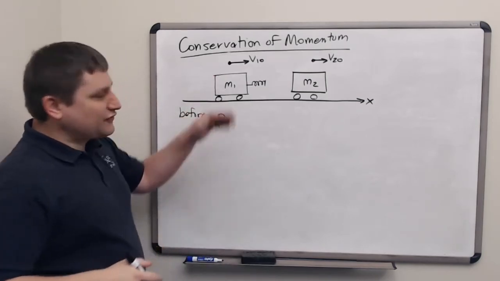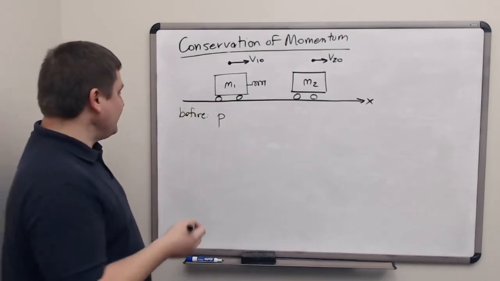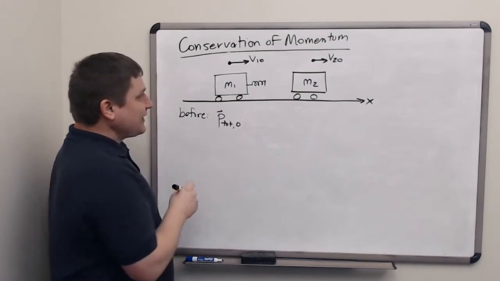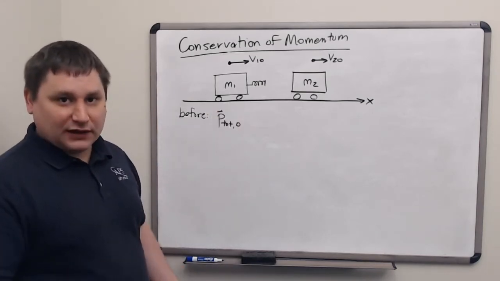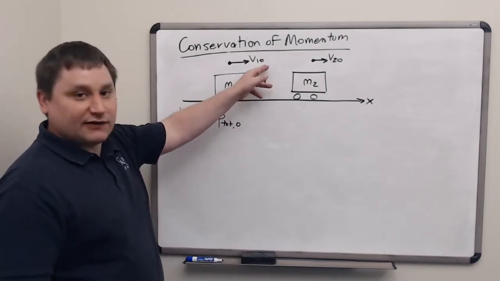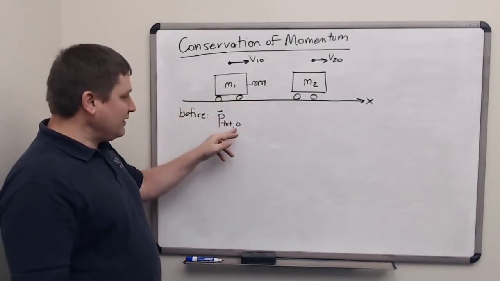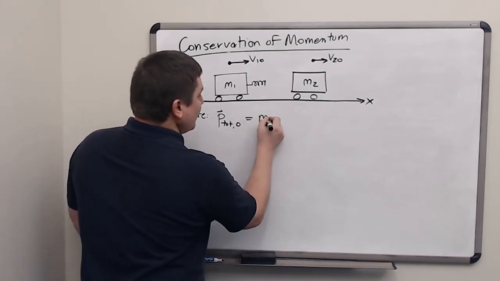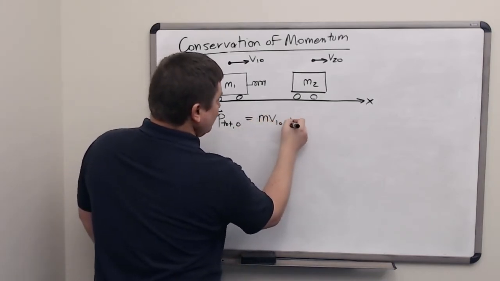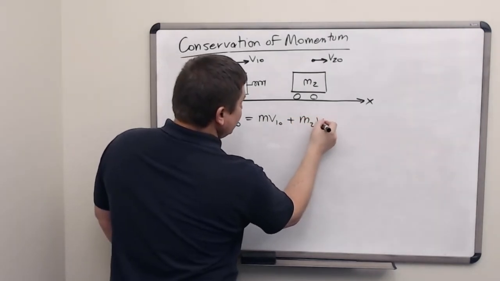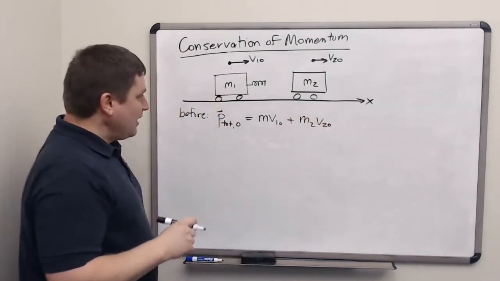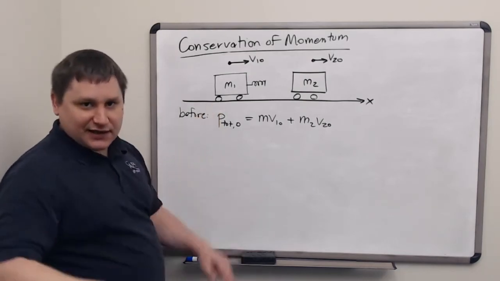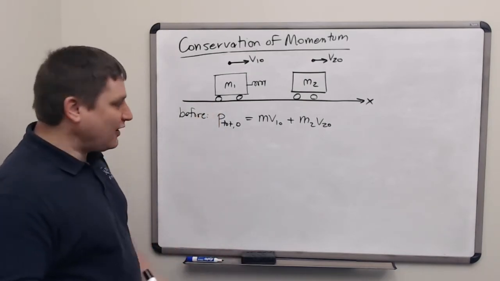So let's take what I've drawn right here as a before situation, giving quantities that occur before the collision a subscript 0. So the total momentum subscript 0 before the collision is m1 times v10 plus m2 times v20. Actually, I don't need the vector symbols right now because everything is only in the x direction. It's all x components.